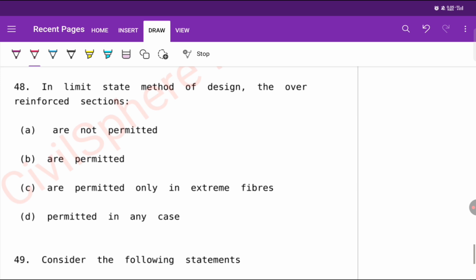In limit state method of design the cover over reinforced section is, so limit state method of design, not over reinforced, we do not permit, right? Why do we not permit? Because over reinforced what happens?